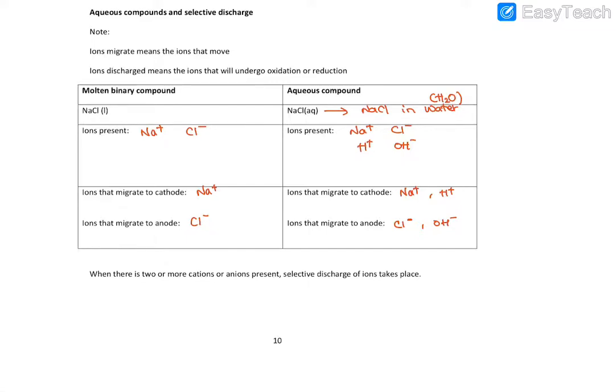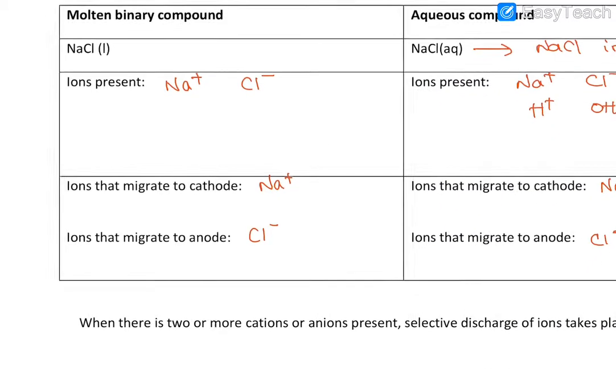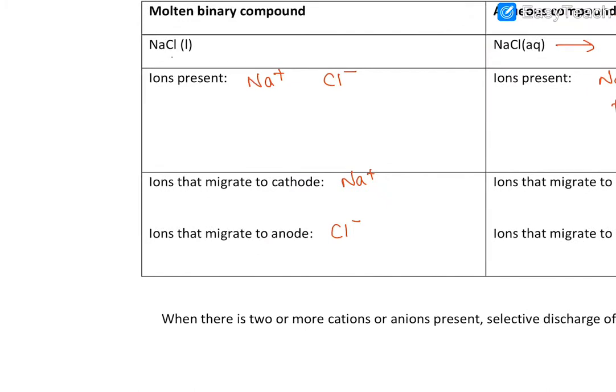Let's look at selective discharge. Now, when you have a molten binary compound, so molten ionic compound, let's say NaCl liquid, in the electrolyte you have only Na+ and Cl-. So the cation will migrate to the cathode, the anion will migrate to the anode. So this one is going to get reduced and this one is going to get oxidized.